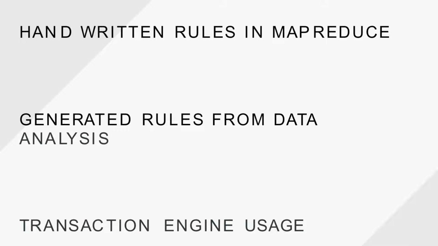Now remember, like Anurag said, we want to put your thinking caps on here. We're going to talk about MapReduce, writing rules in MapReduce, generating rules from big data operations, and transaction engine usage. But what's important is that although we highlight the use case through anti-money laundering and fraud, these principles can be applied across enterprises and different verticals. So keep in mind how you might be using this.